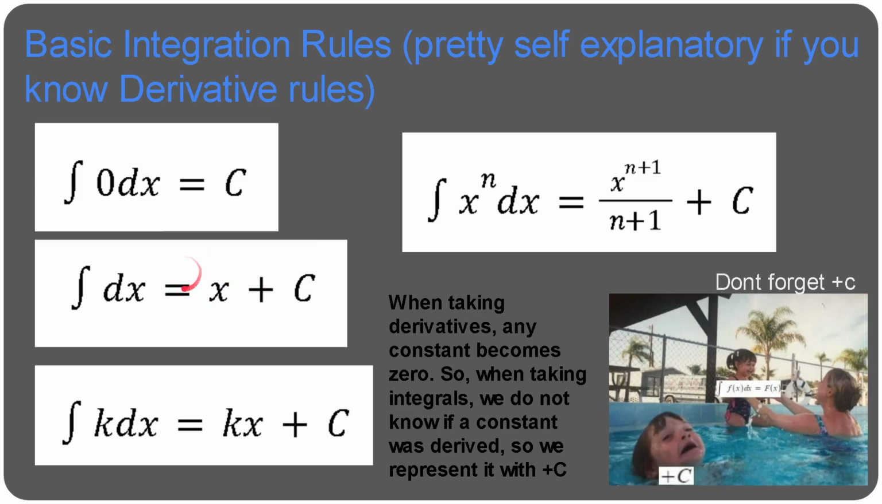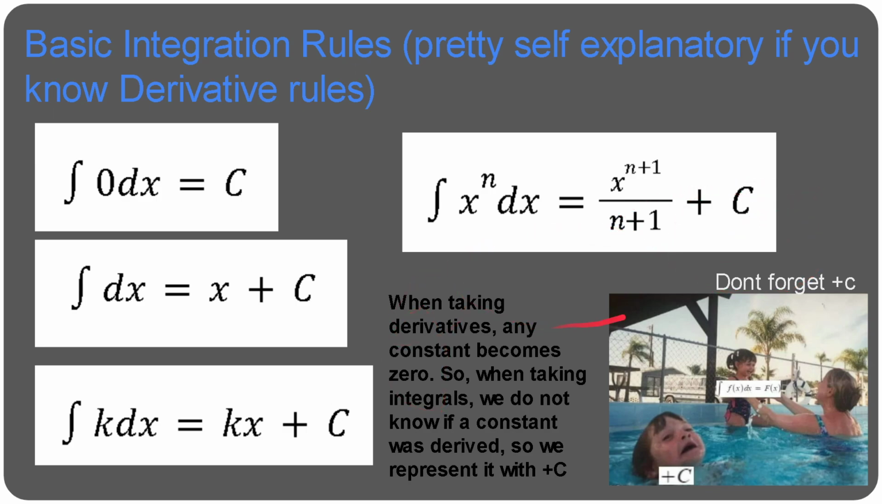You would have x, and then you would have a random arbitrary constant. If you had the integral of k, where k is any constant, you would just have k times x plus c. And if you had the integral of x to the power of n, where the power is a number, you have this. This is the reverse power rule. It's x to the power of n plus 1 divided by n plus 1. So you add 1 to the power, divide by the new power, if that makes sense. And you add an arbitrary constant c.